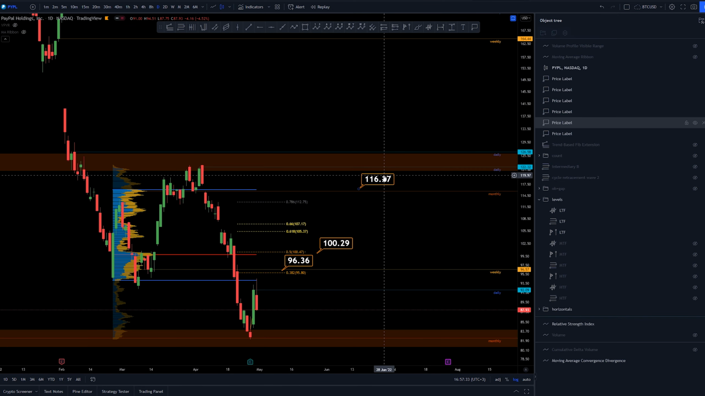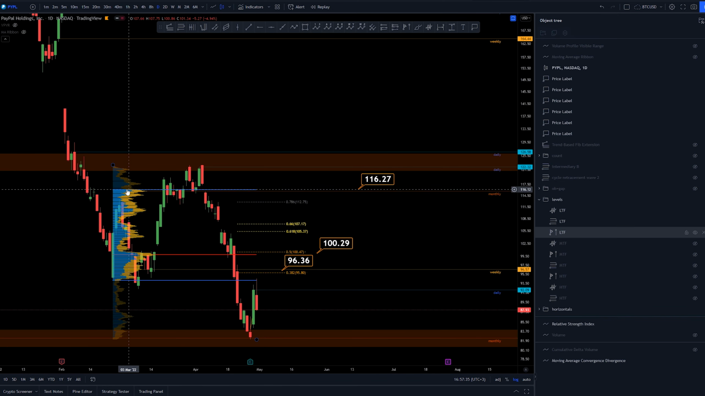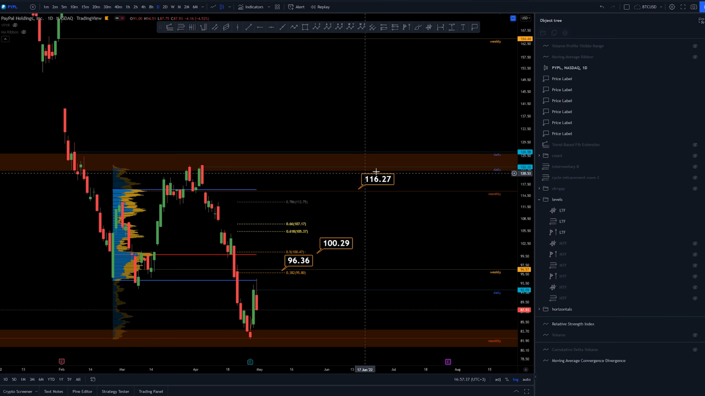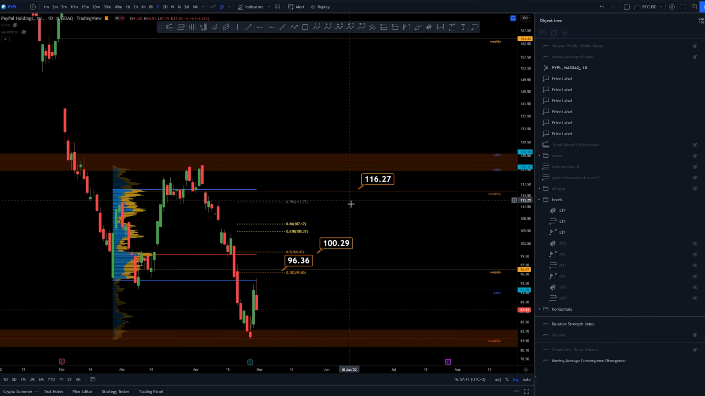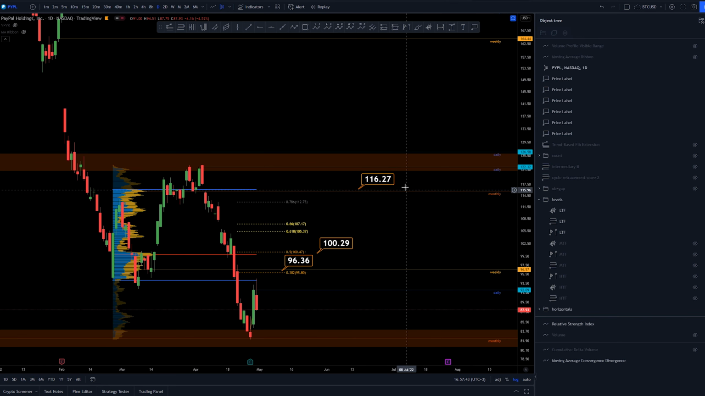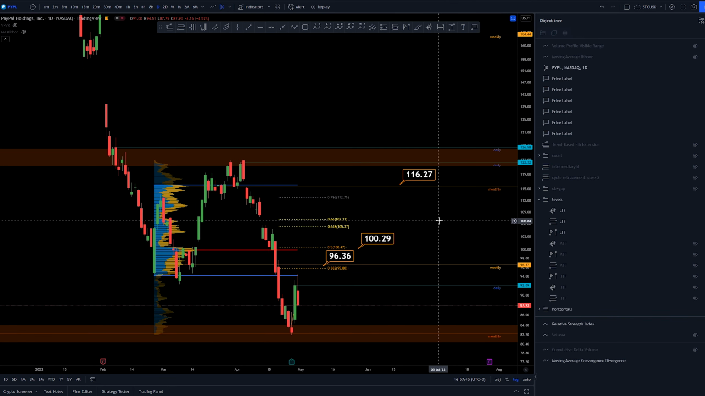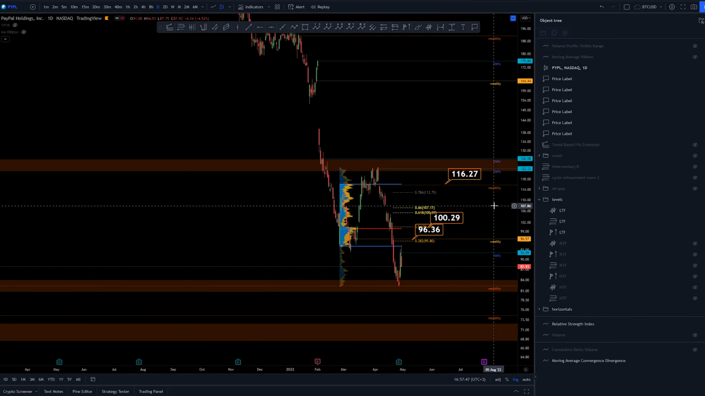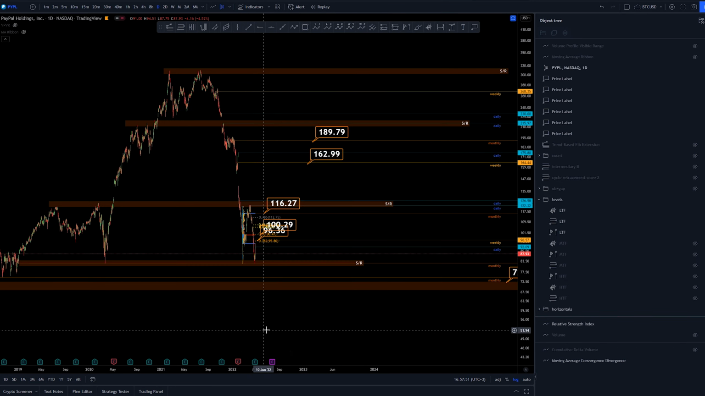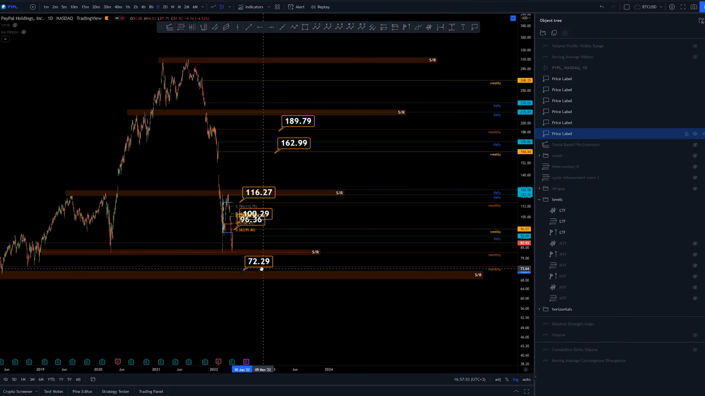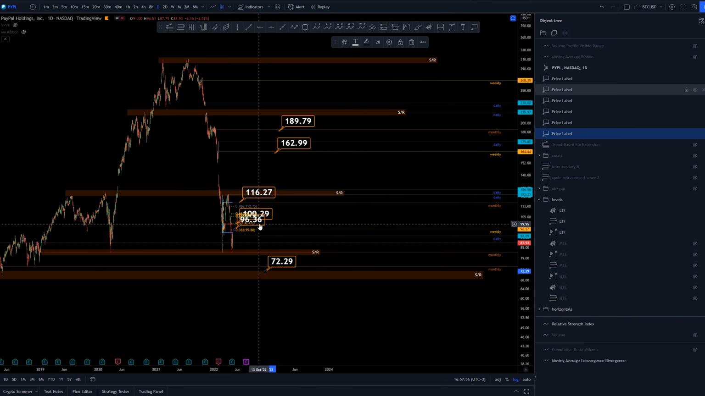Again, we can see even on the lower time frame we've got this confluence of the range value area high around the same area where we had this monthly. So we have a load of confluence on this $116 level, which is definitely something to keep in mind. So let's zoom out a bit and see what the actual levels are.